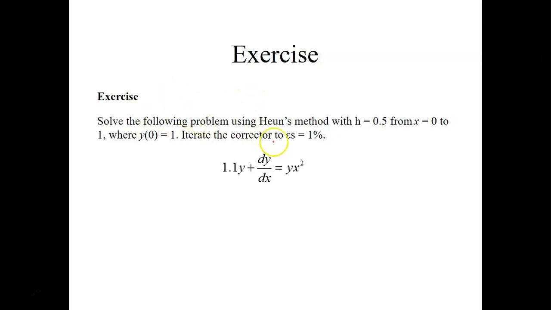Solve the following problem using Heun's method with h equals 0.5 from x equals 0 to 1, in which the initial condition is given: when x equals 0, y equals 1. Iterate the corrector to ES equals 1%. The iteration actually only involves the corrector. And this is our ODE. So let's see how we can solve this.